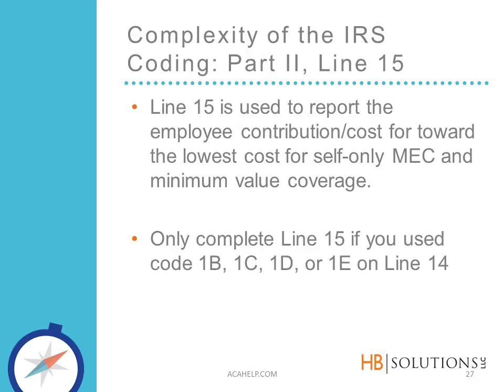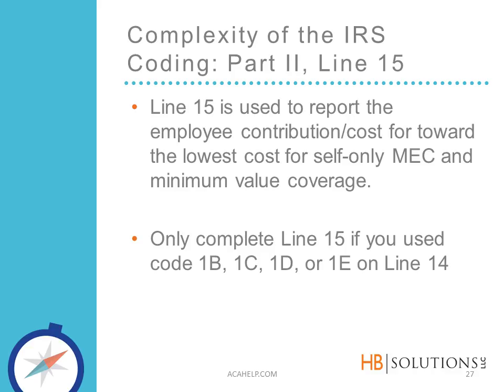And moving along to line 15, as I mentioned earlier, this is used to report the amount of the employee's contribution towards the lowest monthly cost for self-only minimum essential coverage that satisfied minimum value. You're only required to complete this line if you used code 1B, 1C, 1D, or 1E in line 14. And this information in line 15 will allow the IRS to check affordability. And this section in particular can present challenges for employers with multiple plan offerings or contribution structures that vary depending on maybe employee classification or employee group.